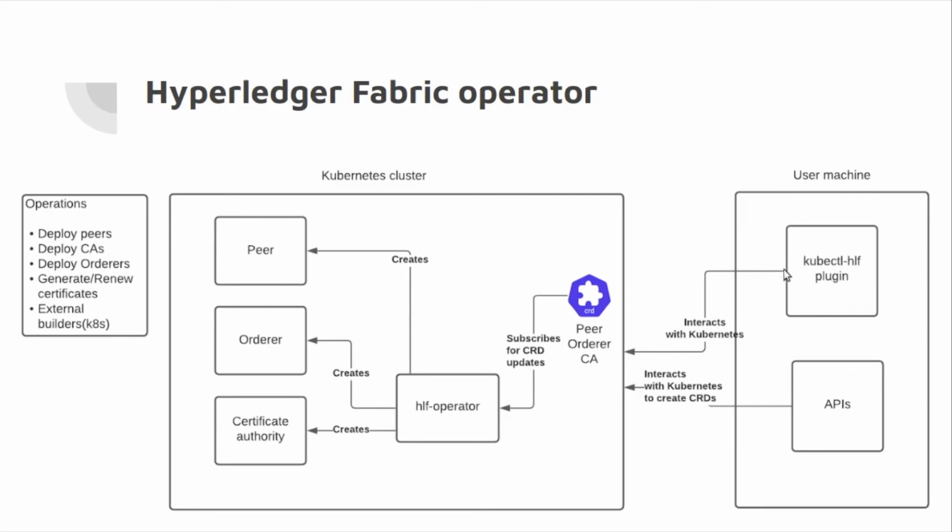The commands that are issued by this kubectl plugin are sent to the custom resources. After that, those commands are received by the operator, and the operator takes the necessary decisions, like whether to create or make some update to the components. Those things are taken care of by this HLF operator.